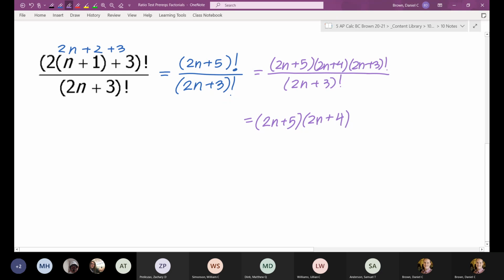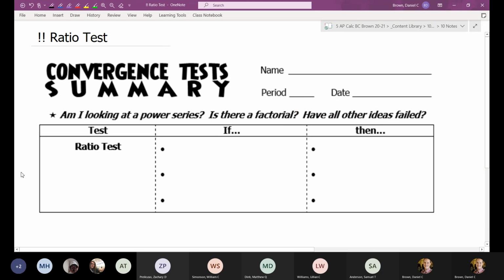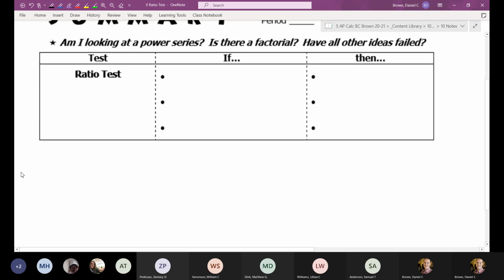Questions on simplifying factorials? All right, so let's go ahead and look at the ratio test. Again, it is one of the ones that I like using because you can be very confident in your work and in how you answer it and justify it. It is called the ratio test.